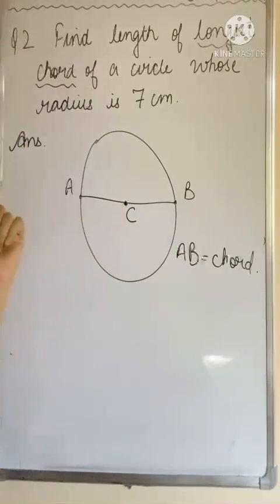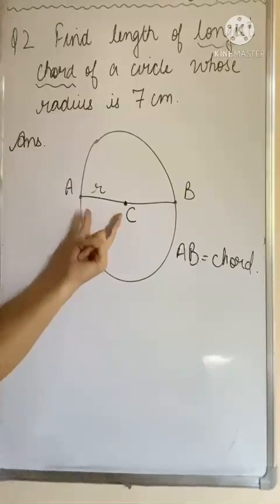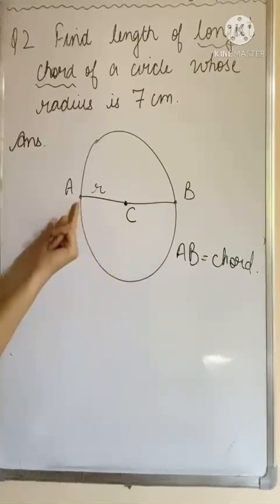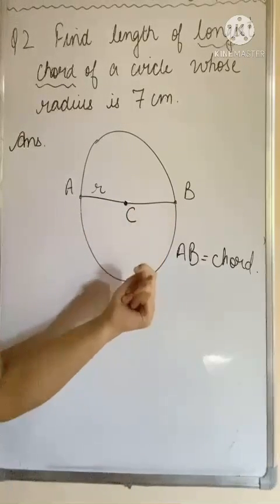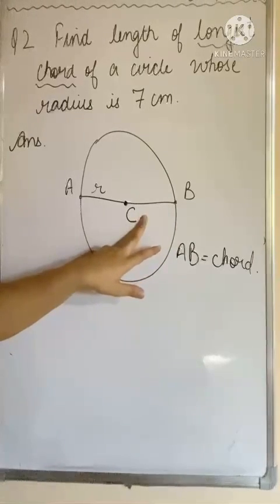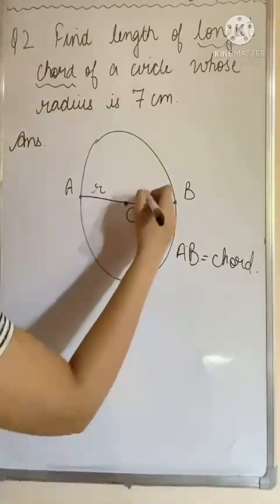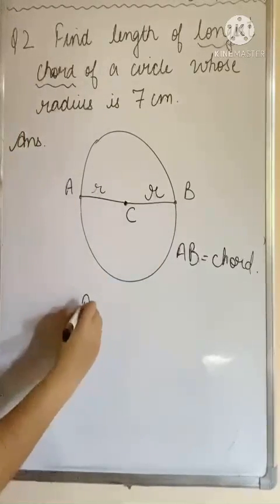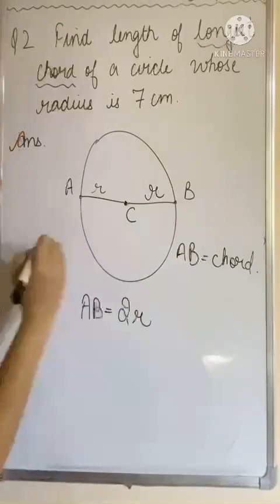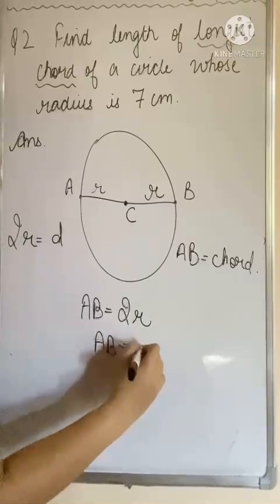Here AC is the radius. How is AC a radius? Because AC is a line which is joining the center of the circle to any point on the circle, right? So this is a radius. Again, BC is also a radius. How is it a radius? Because BC is a line segment which is joining the center of the circle to any point on the circle. So here, as you can see, our line AB is made up of 2 radii. As we already know, 2 radius is equal to diameter. It means our AB is a diameter.